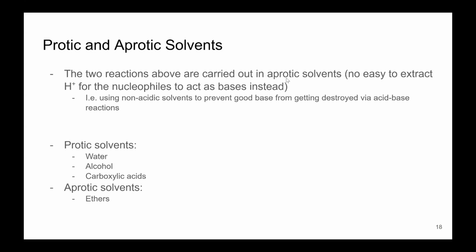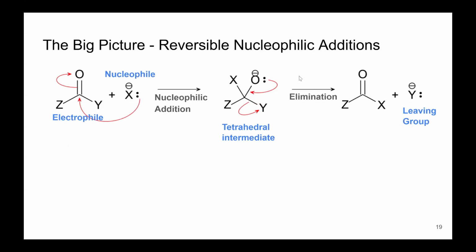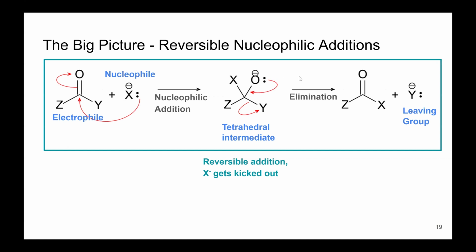Okay, now we're going to talk about some reversible nucleophilic additions. That means this whole process, the addition as well as the elimination, takes place. It's just that during the elimination, instead of the Y minus leaving, you have your X minus leaving to give you back your original electrophile as well as nucleophile.